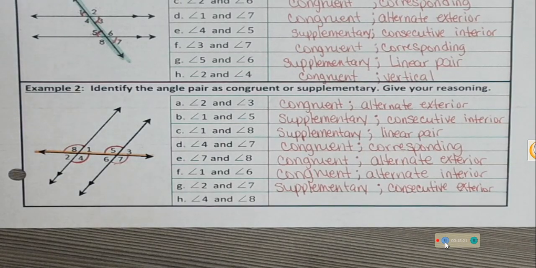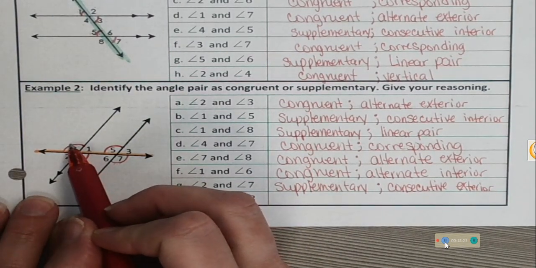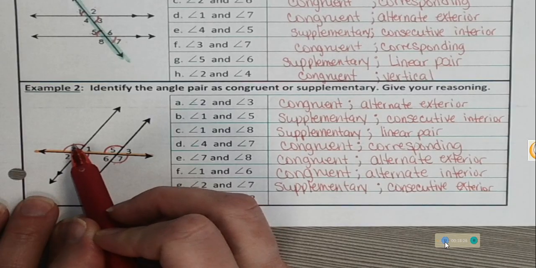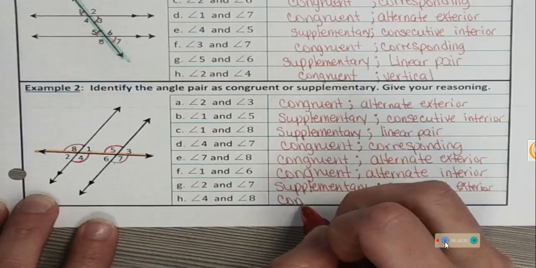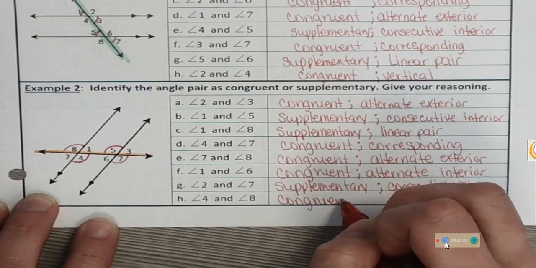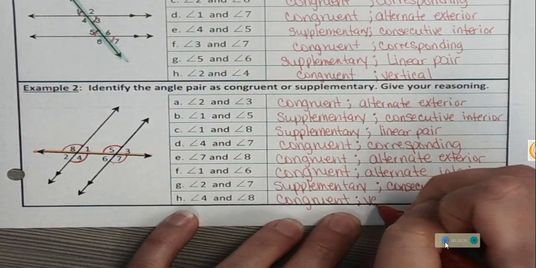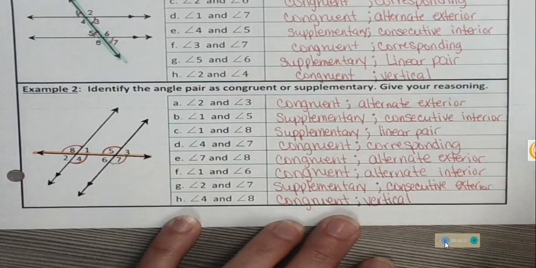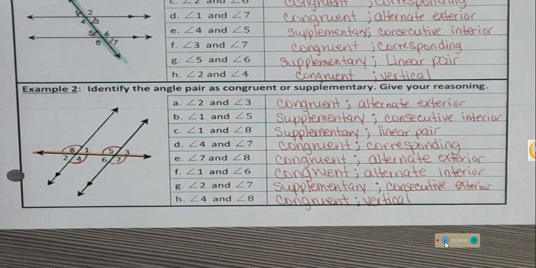And then finally, we've got 4 and 8. What can you tell me about angle 4 and angle 8? They are congruent. What kind of angles are 4 and 8? Those are your vertical angles, because vertical angles are across the intersection from each other.